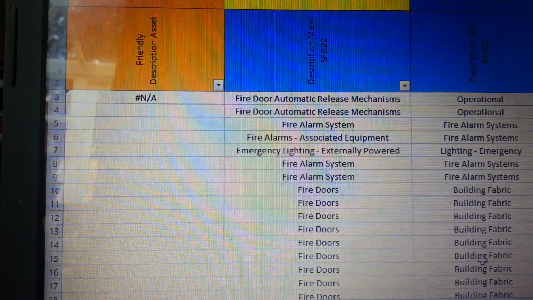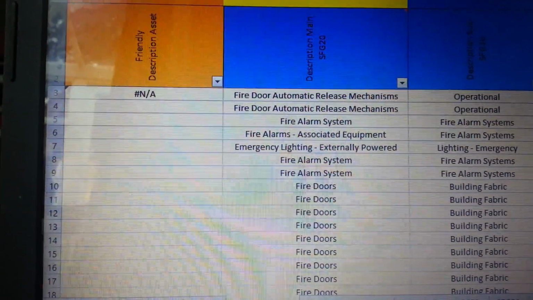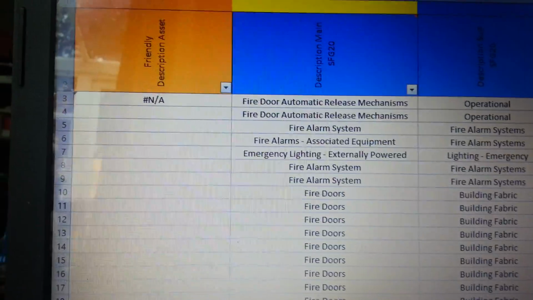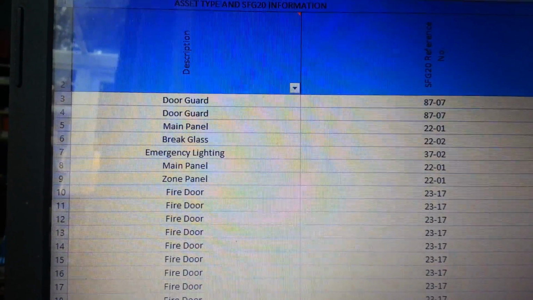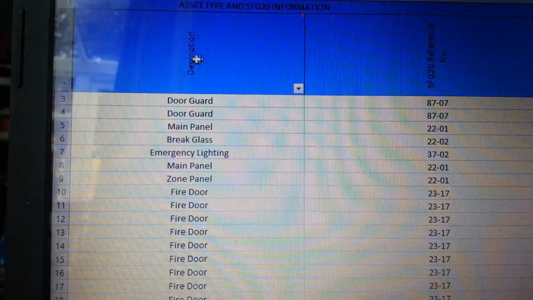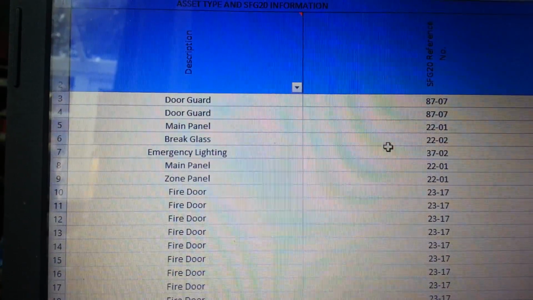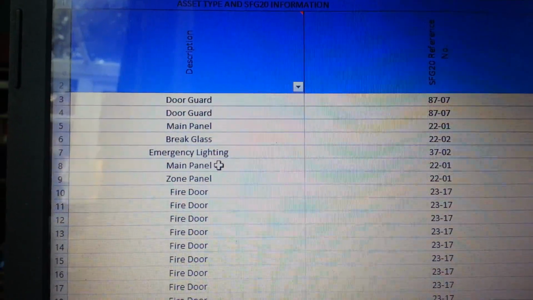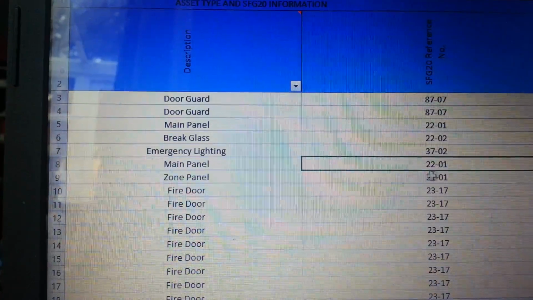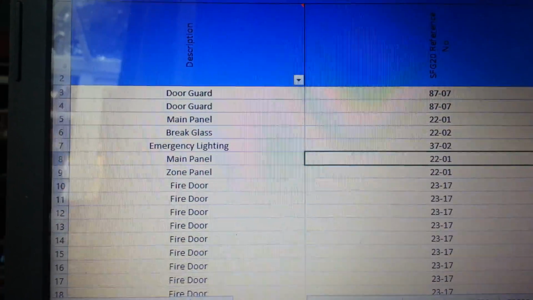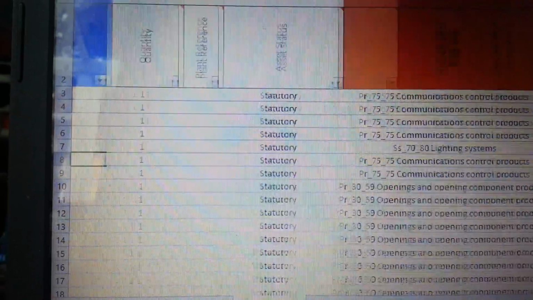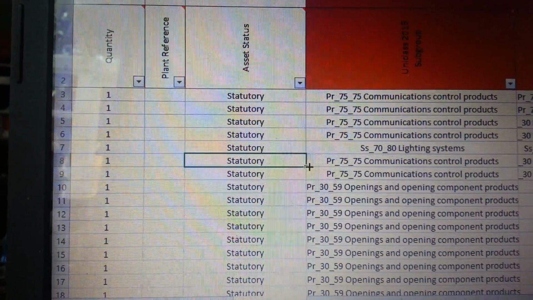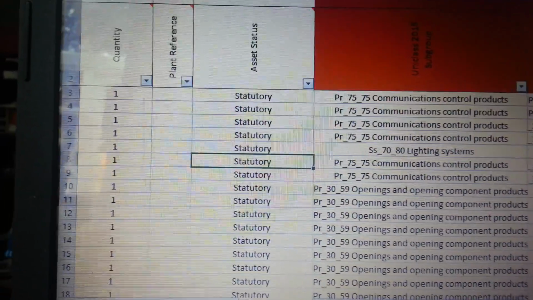Fire alarm systems, fire doors, anything that's in a building that needs maintenance ends up on this register. There's different types of maintenance which we'll come across. This is the SFG20, which is a standard within the industry, which is linked to an SFG20 code. This code actually links to a maintenance regime, which gives you a starting point of what maintenance you should be doing. Then you have different types of compliance, which is statutory, mandatory, etc., etc.